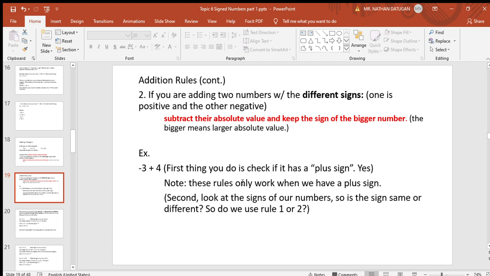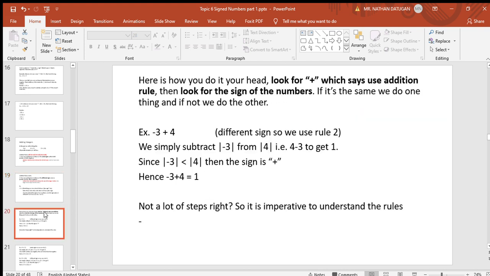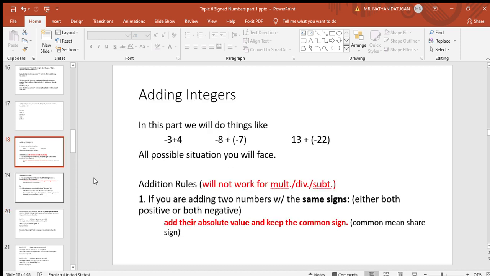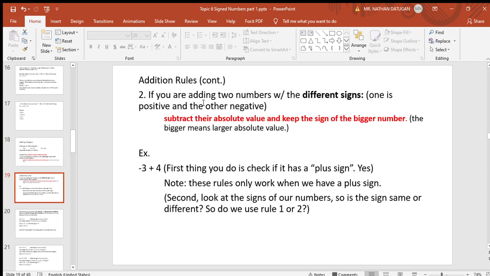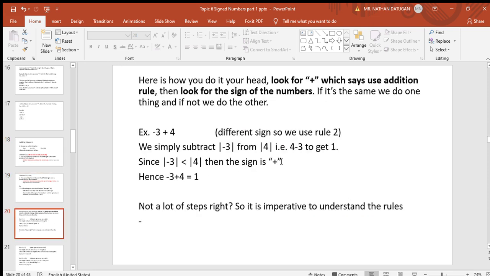Now, the second step is to check if they both share the same sign or have different signs. This number has a negative and 4 has no sign, which means it's positive. So we're adding a negative and a positive. Do they have the same sign or different signs? Different signs. So are we going to use rule 1 or rule 2? Rule 2.